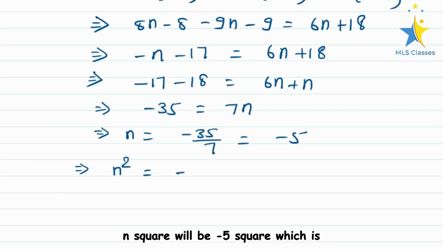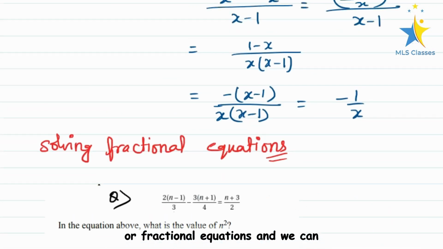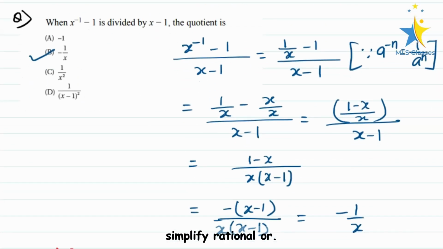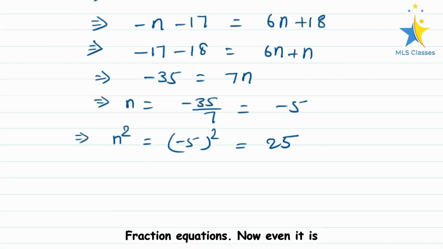So n square will be negative 5 square, which is basically positive 25. So this is how we can solve rational equations or fractional equations, and we can simplify them. Even it is possible that the numerator and denominator have different polynomial functions, like suppose quadratic is in the denominator, cubic is in the numerator.